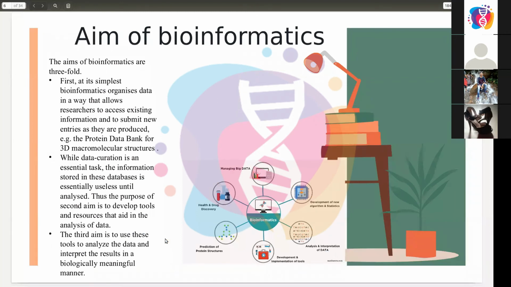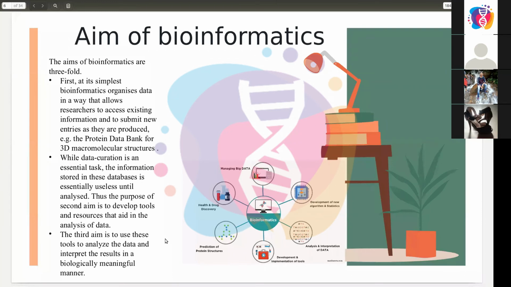Now, the aim of bioinformatics. Like I said earlier, the first aim of bioinformatics is to collect and organize the data that is already present. There's heaps and heaps of data that has been generated over the past few decades, with a lot of advances in the biology field and the sequencing field. A lot of big data has been generated, and the current need is to organize that data. There's a lot of data present everywhere, but accessing or extracting that data is a huge problem.